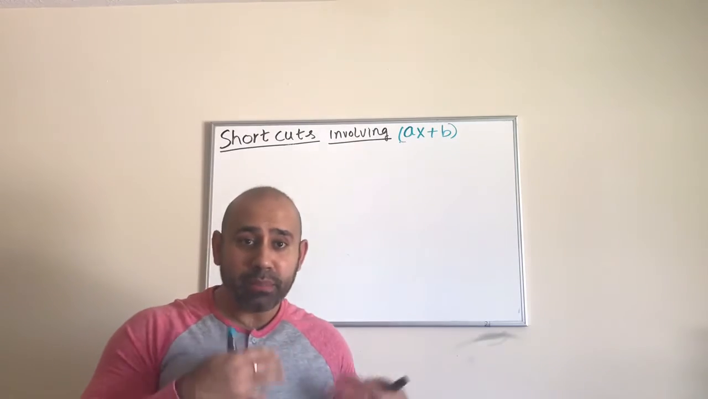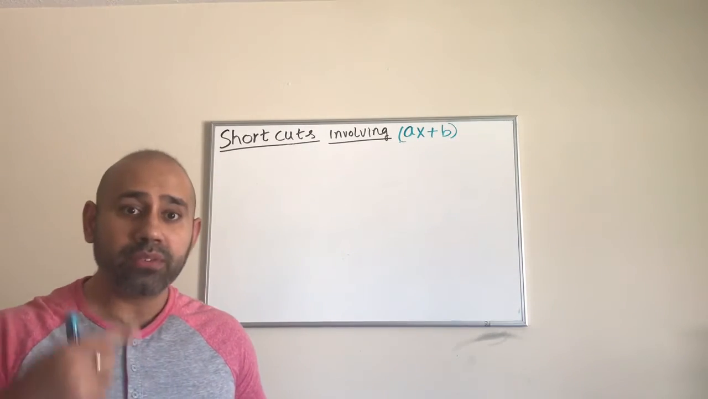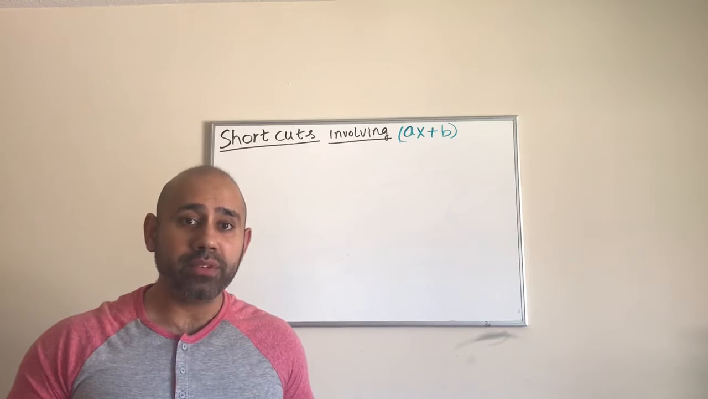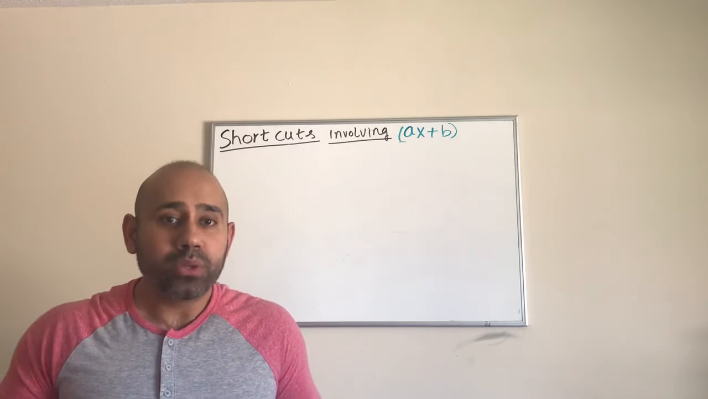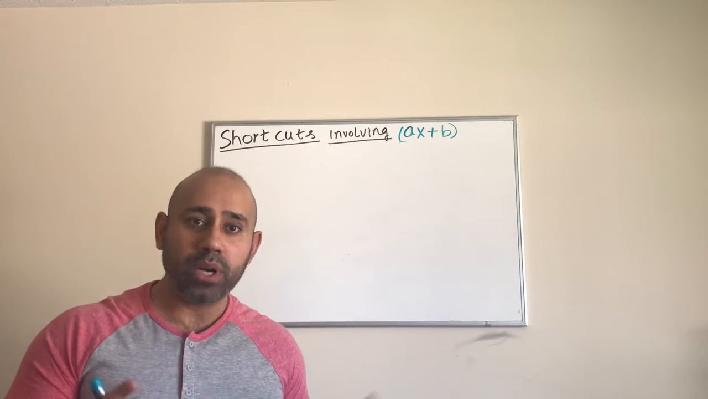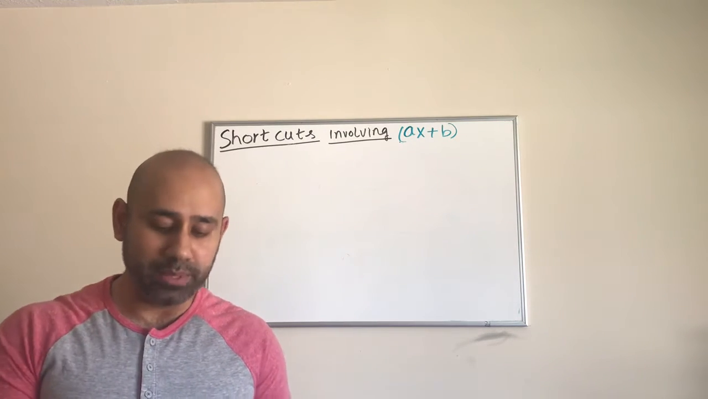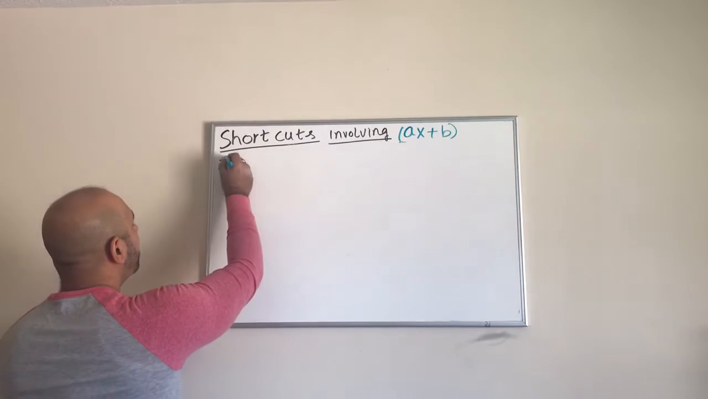Guys, welcome back. In my previous video, I showed you the first example for a shortcut method which involves ax plus b, which was more like a power rule type of an example. Guys, now there's three more and I'm going to quickly illustrate those with some examples. We already covered number one in the previous video.